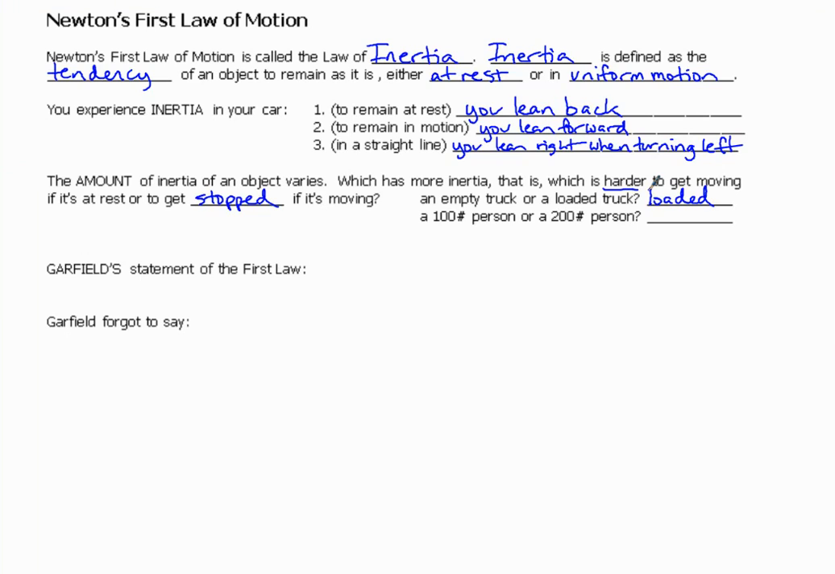If you're a football player, you hit somebody. Which one is it harder to get moving? Is it harder to move a 100-pound person at rest or a 200-pound person at rest? It's the 200-pound person.